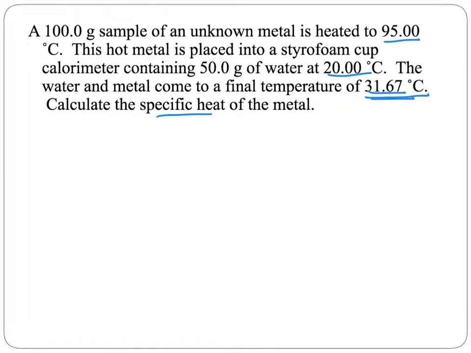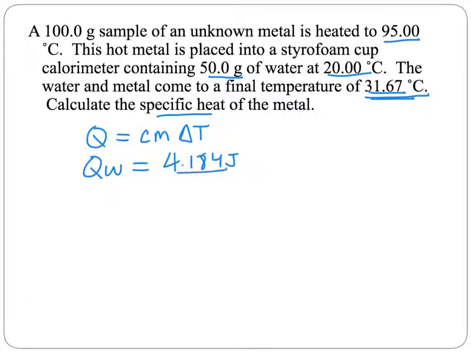But we don't start by calculating anything with the metal. We start with the water because we have a mass and we have a temperature change and we know the specific heat of water. So if we use our formula that Q equals Cm delta T, we're going to calculate the Q of the water. Well, it's going to equal the specific heat of water, which is 4.184 joules per gram degree Celsius, times the mass of the water, 50 grams, times the temperature change.